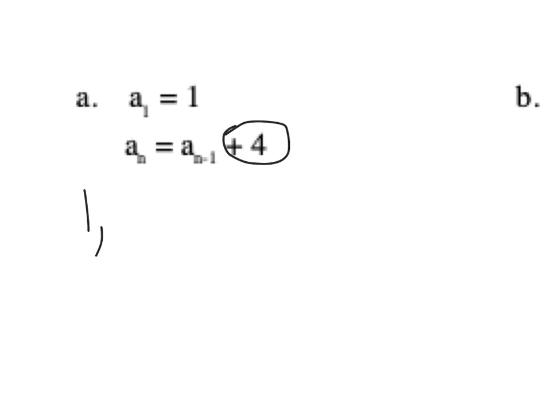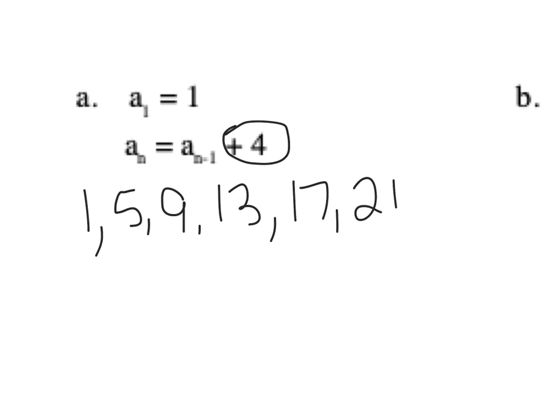So we'd have 1 plus 4 is 5, plus 4 is 9, plus 4 is 13, plus 4 is 17, plus 4 is 21. There's our first 6 terms. And just be careful because the first term is not always 1. A sub 1 might be a different number.